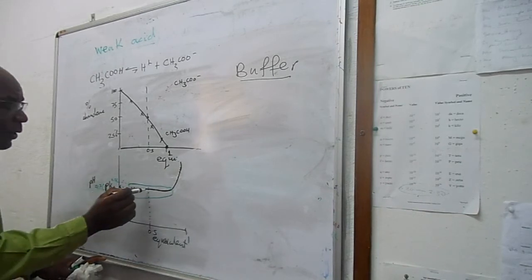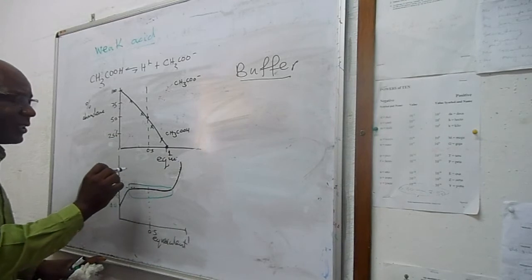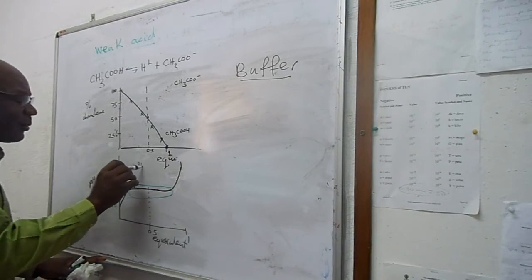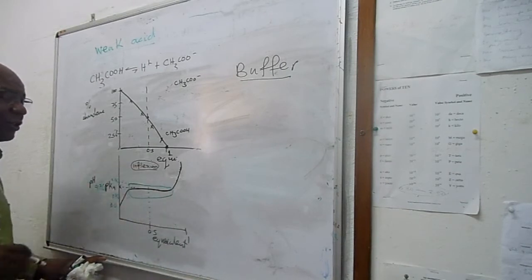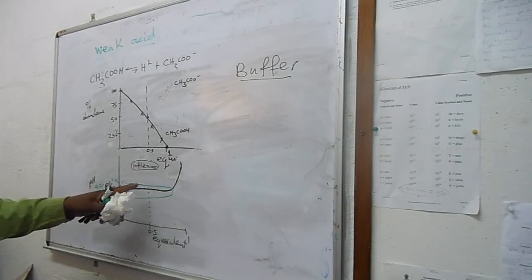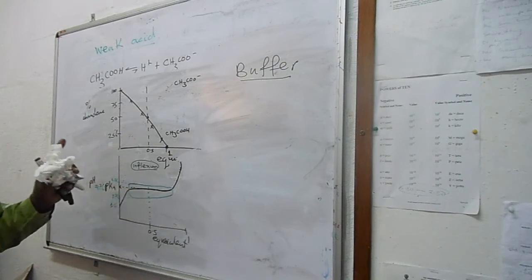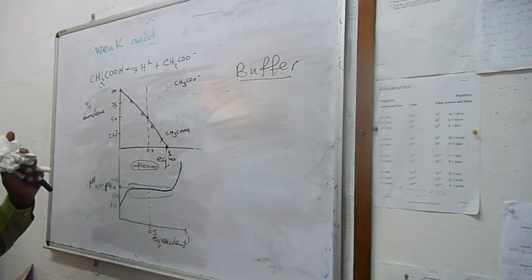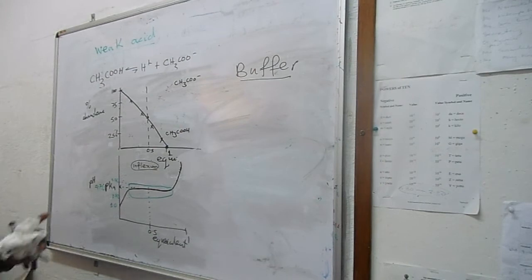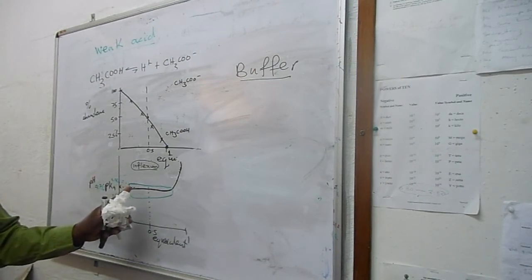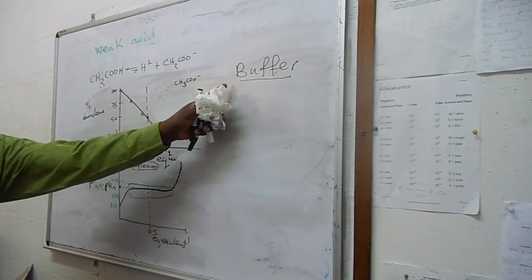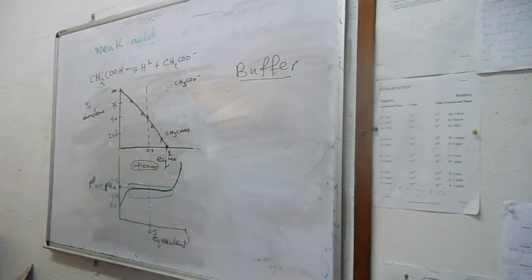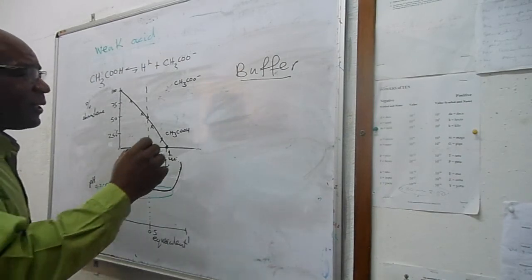Okay, we call this point an inflection point. At the inflection point, the amount of acid is equal to the conjugate base. At that point, this mixture is acting as a buffer at maximum capacity. Okay. Now, what is a buffer before we proceed?